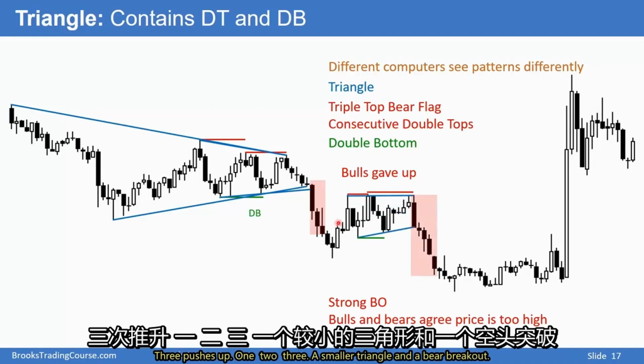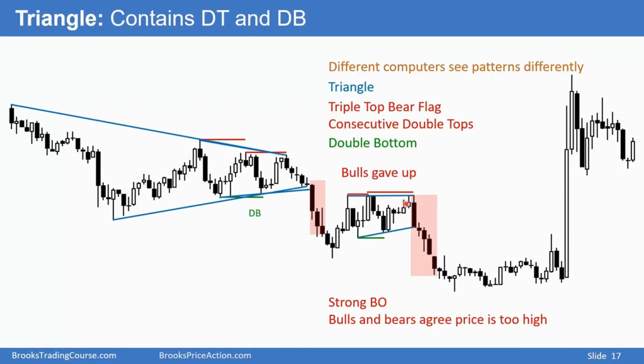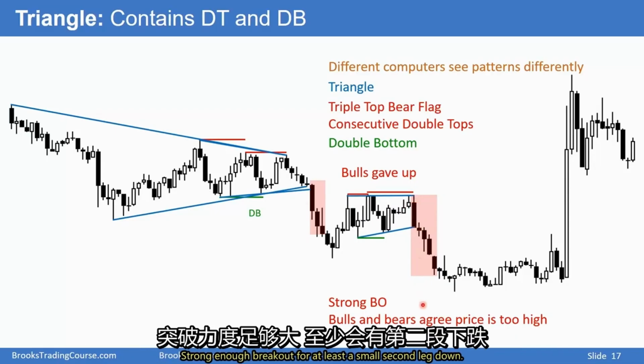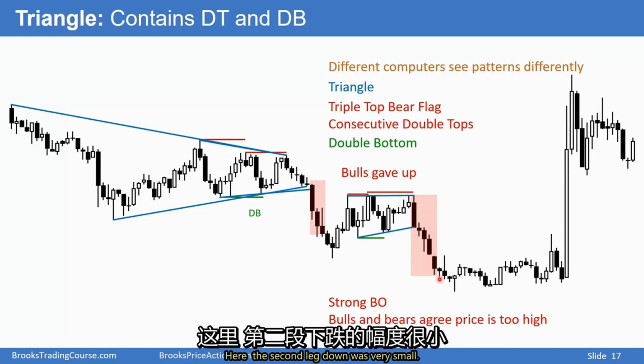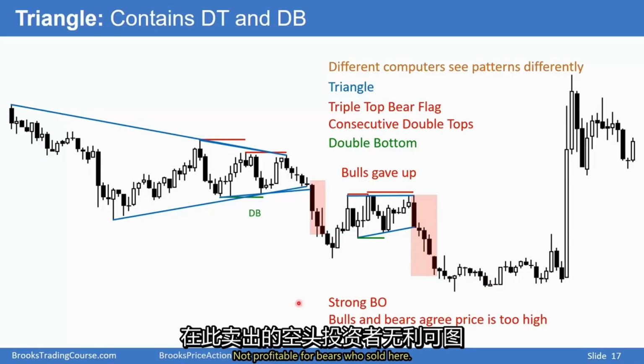Three pushes up, one, two, three, a smaller triangle, and a bear breakout. Strong enough breakout for at least a small second leg down. Here, the second leg down was very small, not profitable for bears who sold here.